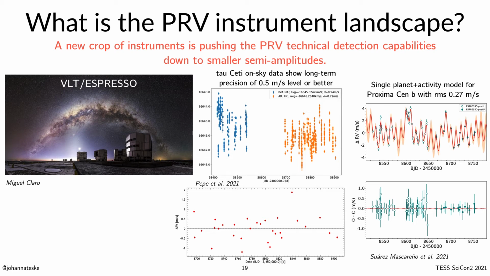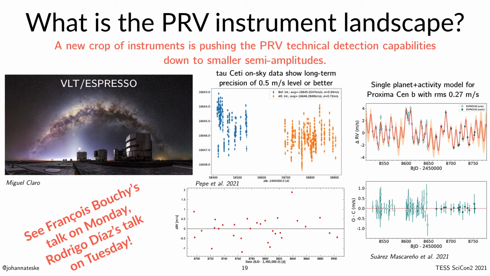I just thought this was really impressive. This is now only using ESPRESSO data, and they're able to get an RMS of 0.27 meters per second for this planet. There are more talks about ESPRESSO also on Monday and Tuesday of the conference, so check those out for the latest results on new TESS planets, I assume.